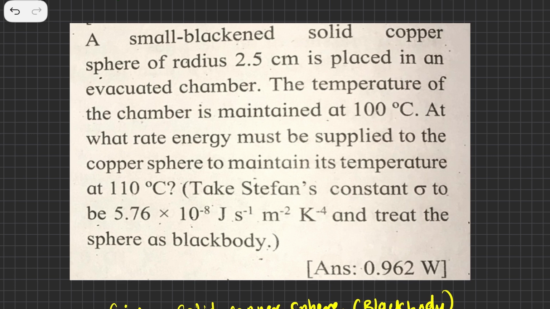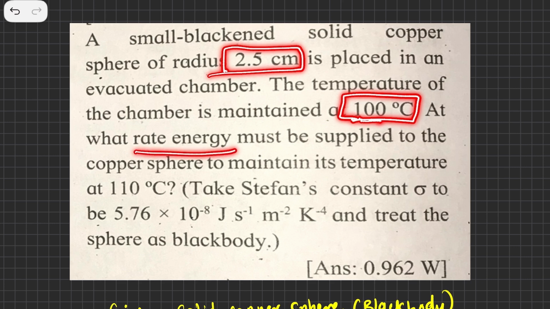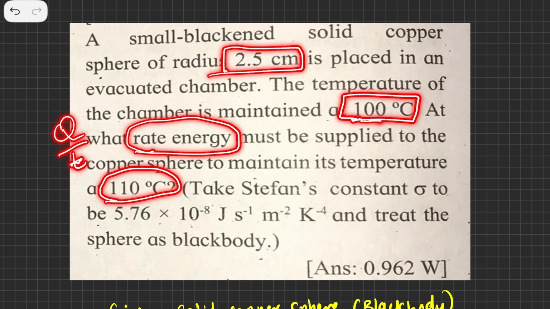Okay, so in case you have gone through the question, the data is: the radius is given in centimeters, so we need to convert that into meters. Then they have given the temperature of the chamber, which is 100 degrees Celsius, that is the surrounding temperature. And they have asked the rate of energy. So rate of energy basically is the energy upon time. This is something we are supposed to find out. And they have also said that the temperature of the body is 110 degrees Celsius.